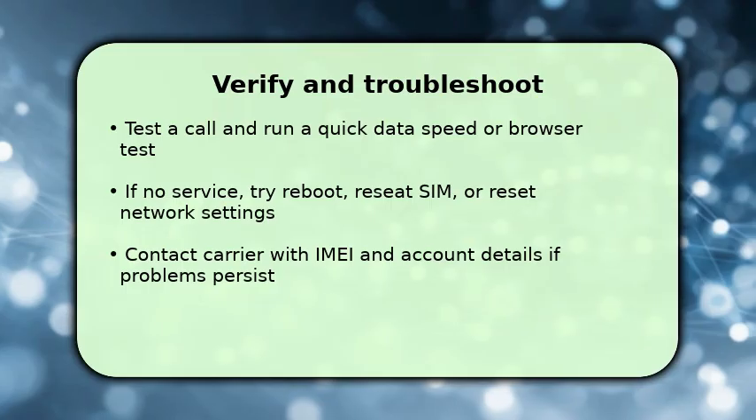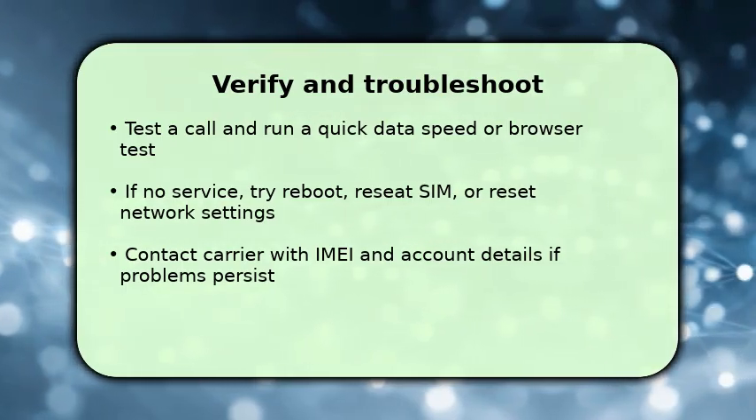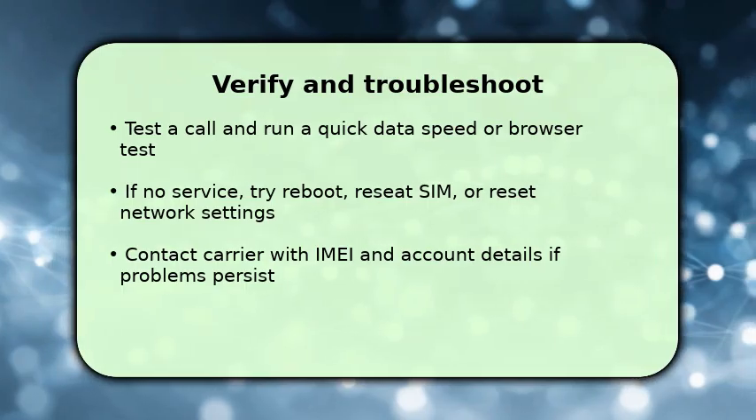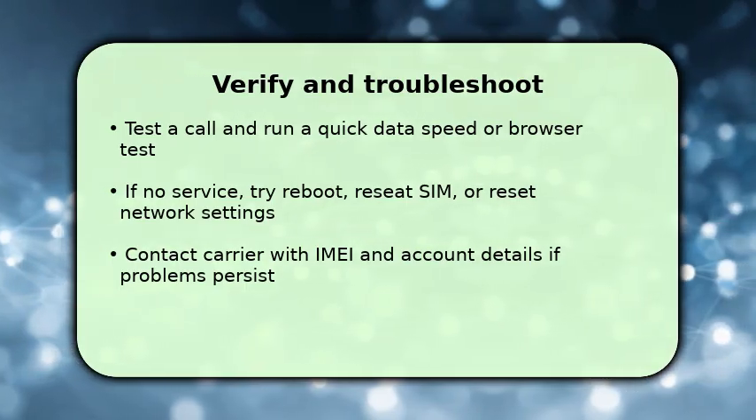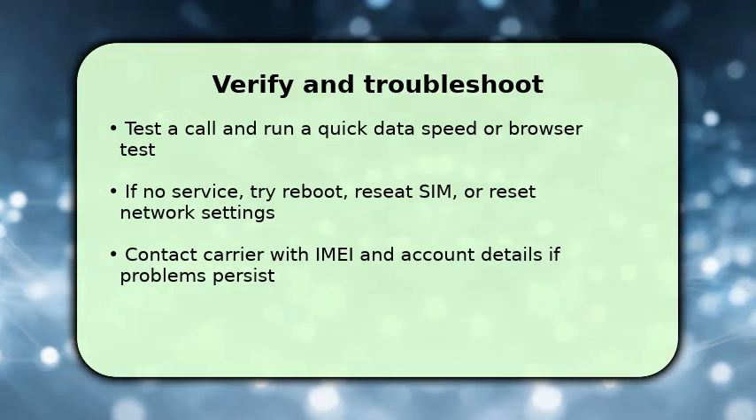If that fails, reset network settings to restore default radios and APNs. Keep your Wi-Fi passwords handy. Finally, contact the carrier with your IMEI and account info so they can check provisioning or tower issues.